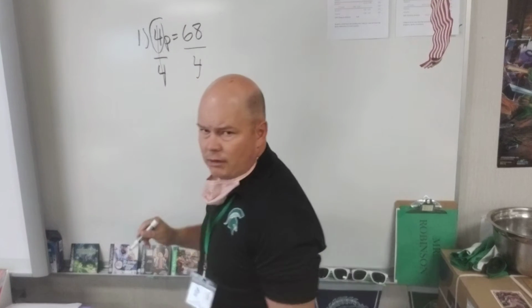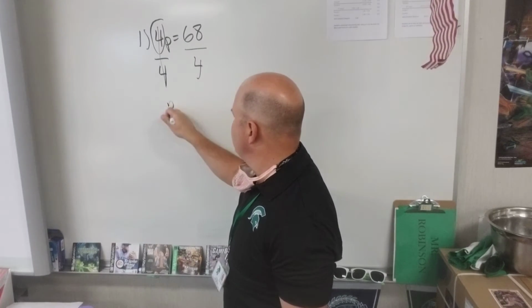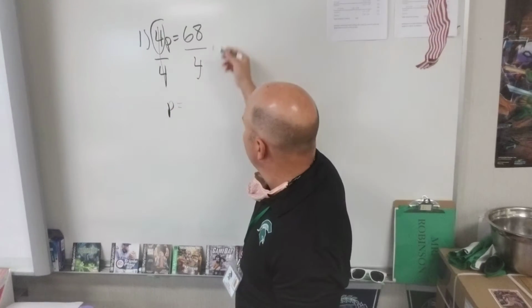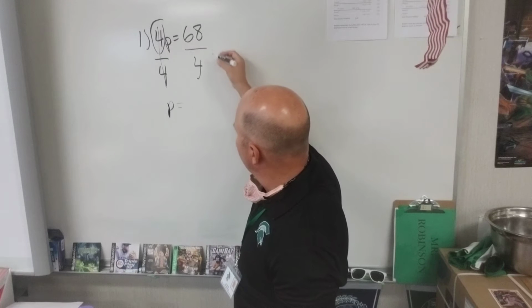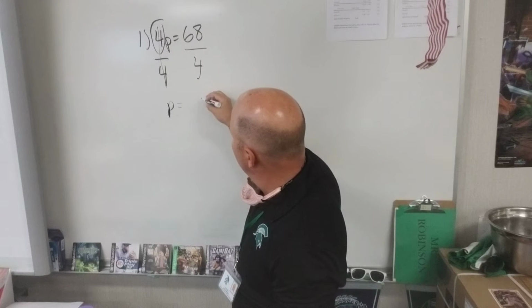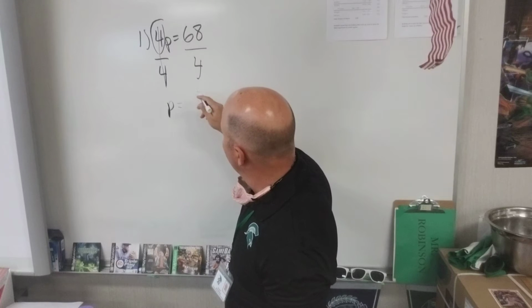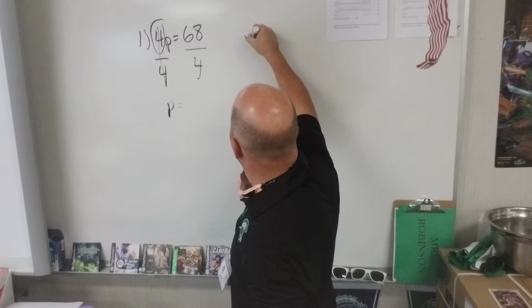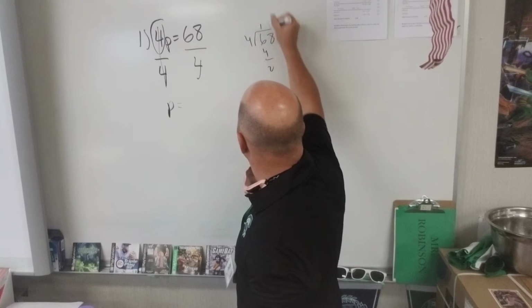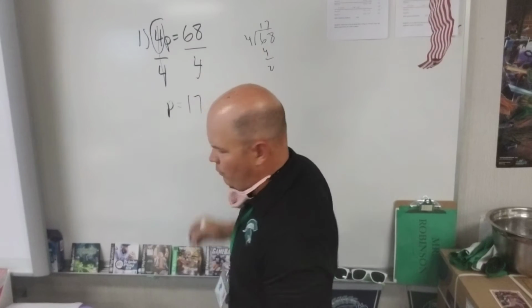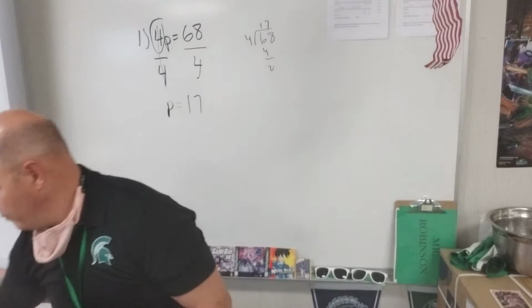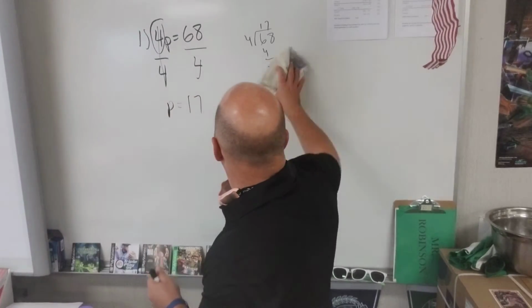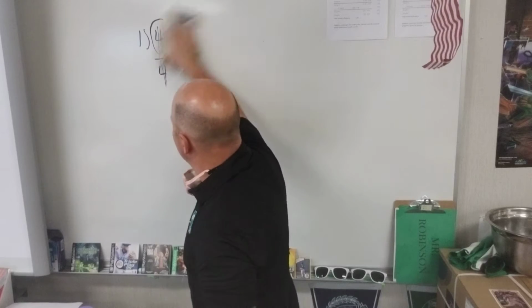These cancel out to 1, which means p is by itself, which is what I want. And then from here, 68 divided by 4 is 17. So p would be equal to 17 in this case. Okay, now, that's just the nuts and bolts of it. And by the way, I'm on page 2 of our homework here.